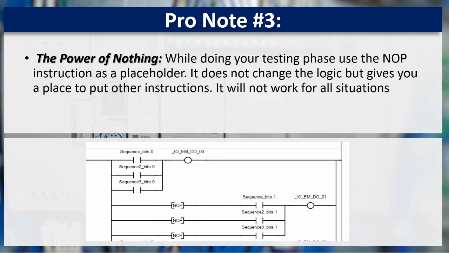Here's pro note number 3, the power of nothing. While doing your testing phase, use the NOP instruction as a placeholder. It doesn't change the logic, but gives you a place to put other instructions. Keep in mind, it will not work for all situations, but when you're doing your testing and building, it's a great practice. Put ahead a contact that you may need, and once you're done, it's a simple matter of removing them if you don't require them.